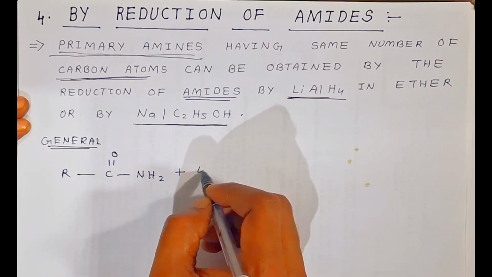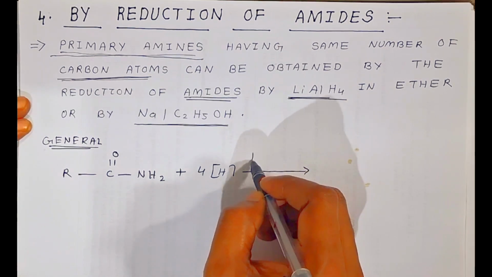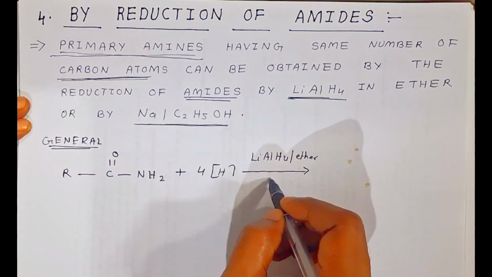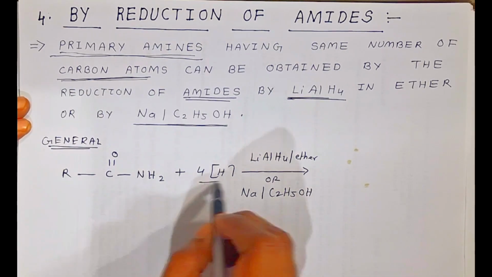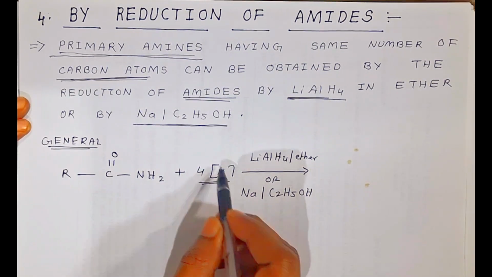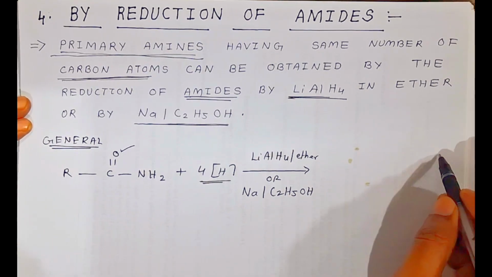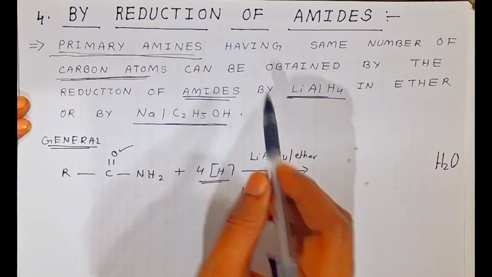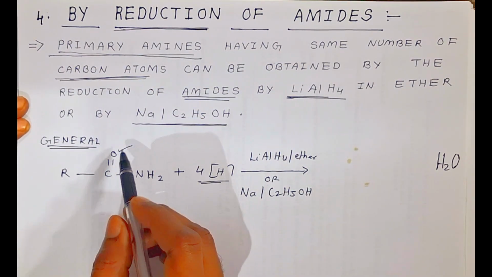When it is in contact with nascent hydrogen, which comes from lithium aluminum hydride in contact with ether, or from sodium metal added in ethanol, here we have 4 nascent hydrogens. To remove 1 oxygen, 2 nascent hydrogens are required, and they will remove it as a water molecule. So there is a removal of oxygen from this amide. That is why it is called reduction of amides.